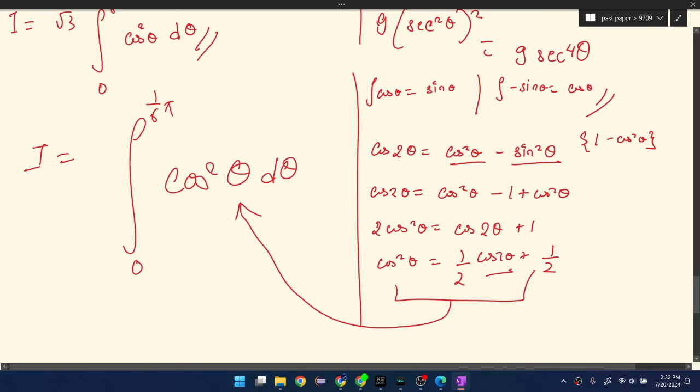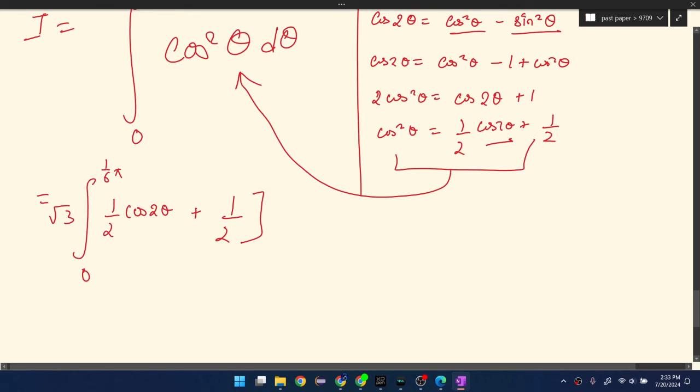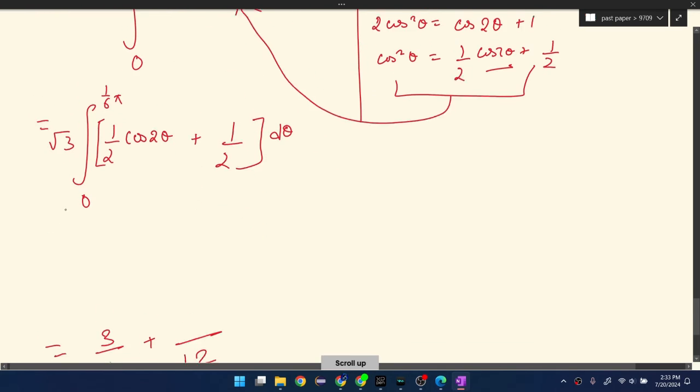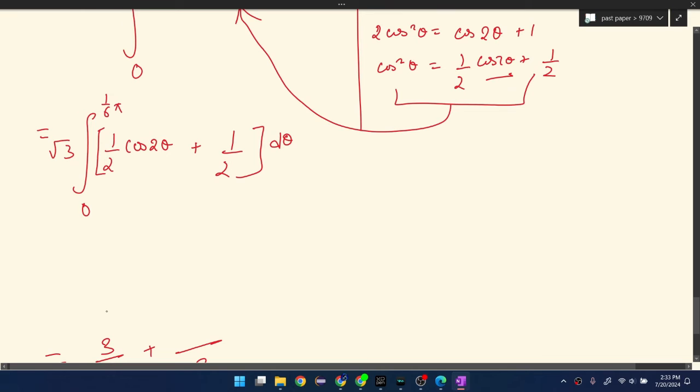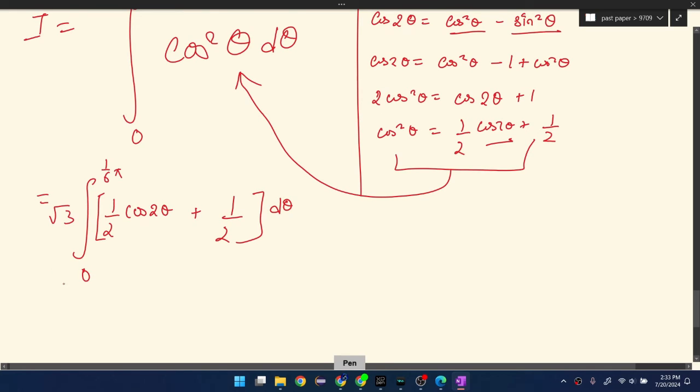This will be sin 2θ over 2, and then this is going to be θ. I'll tell you about that in a while. So we have the integral from 0 to π/6 of √3 outside, times (1/2) cos 2θ plus 1/2, dθ, right?